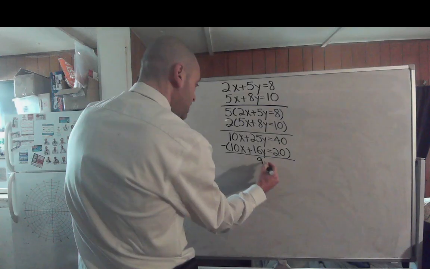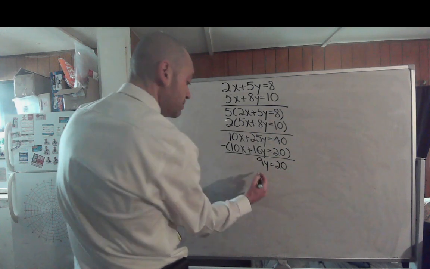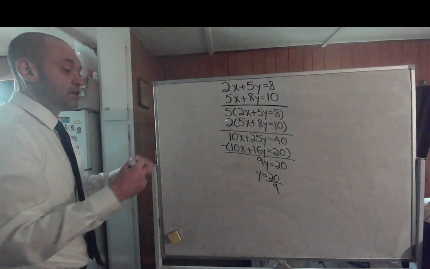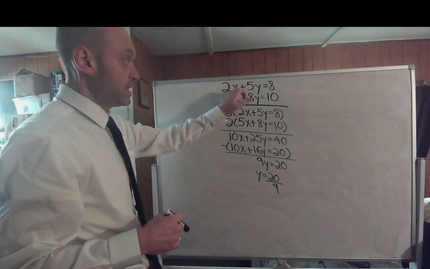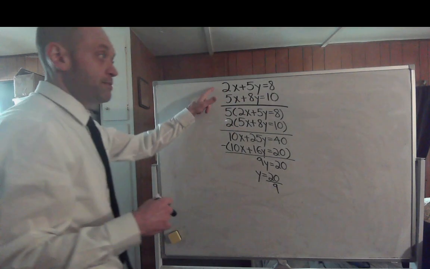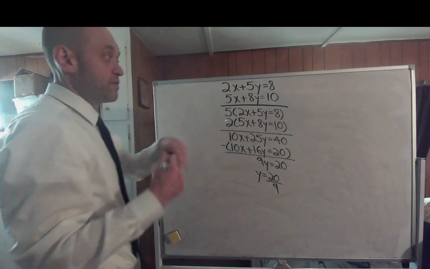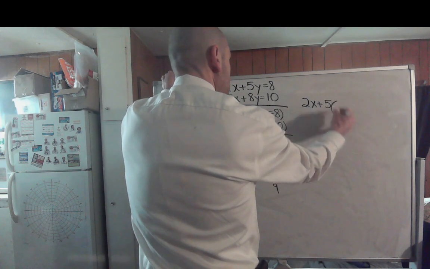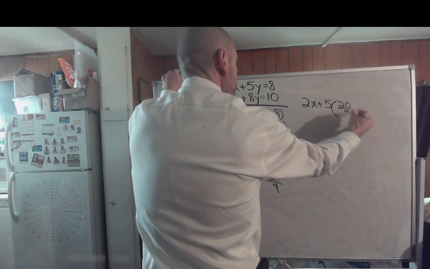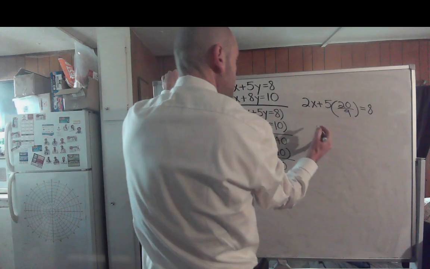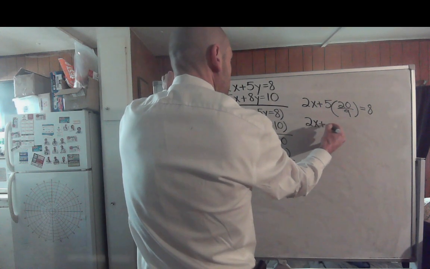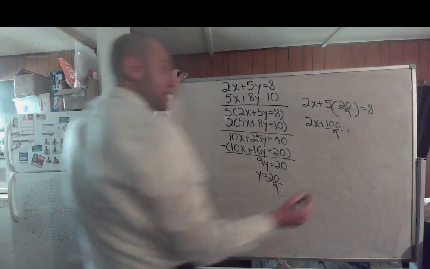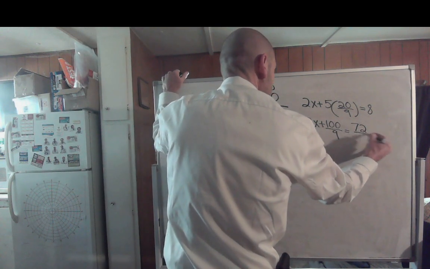This will give you 9y equals 20, which would mean that y equals 20/9. So we found the y value. Now let's plug this into one of the original equations and we can solve for x. Let's pick the top one again because you have a smaller coefficient on y. So 2x plus 5 times 20/9 is equal to 8. So 2x plus 100/9 equals 8. What's 8 in terms of 9? That's going to be 72/9.